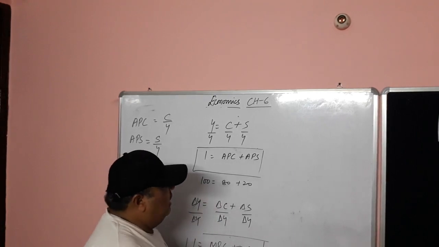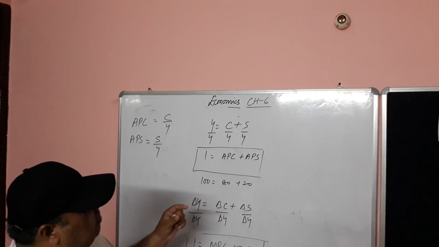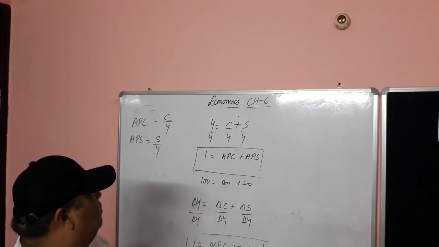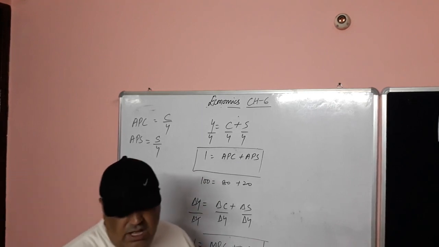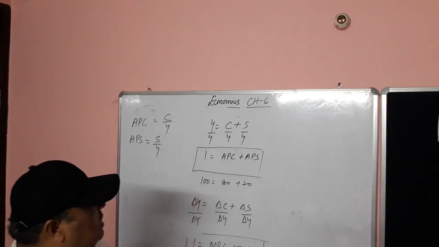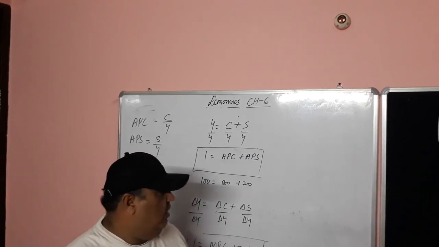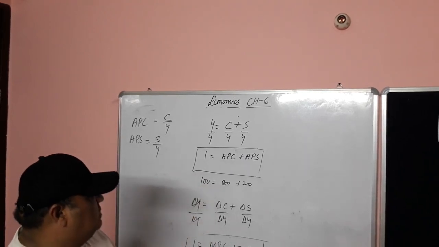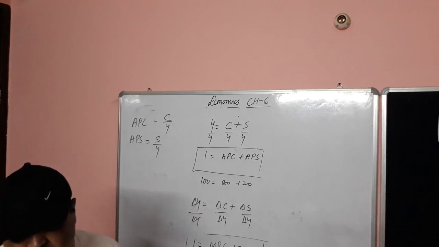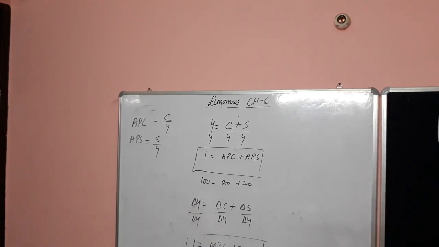So it means a person's total income is divided into two parts. One is consumption and second one is saving. But these depend on the income of the person. If there is a change in the income of the person, consumption and saving both change. So these are the points which we discuss, and how to find out the APC, MPC.